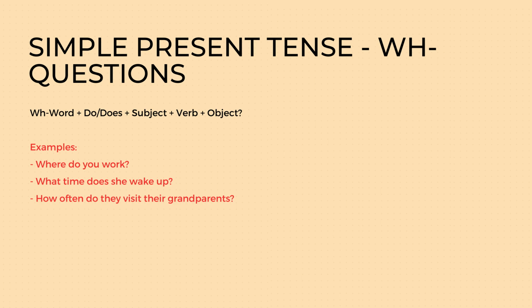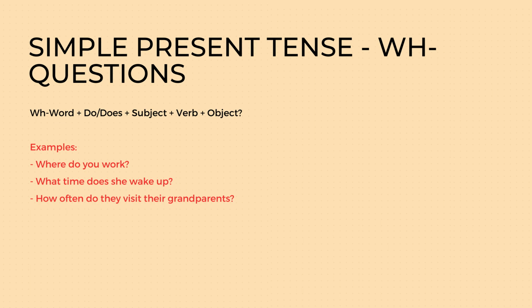Another example is, what time does she wake up? Here, what time is the WH word. Does is the auxiliary verb, she is the subject, wake up is the main verb, and there's no object.